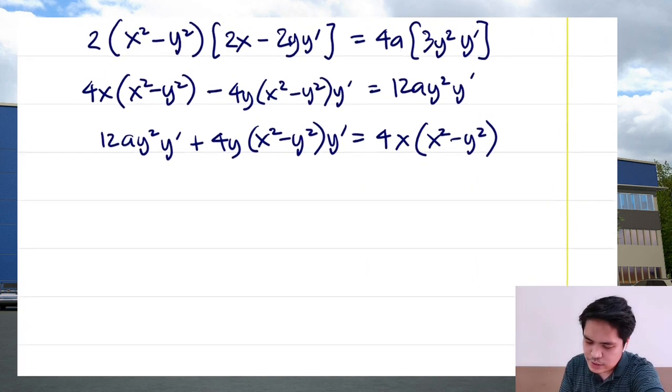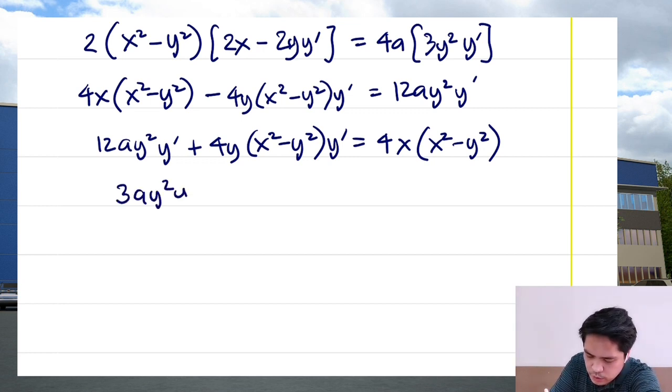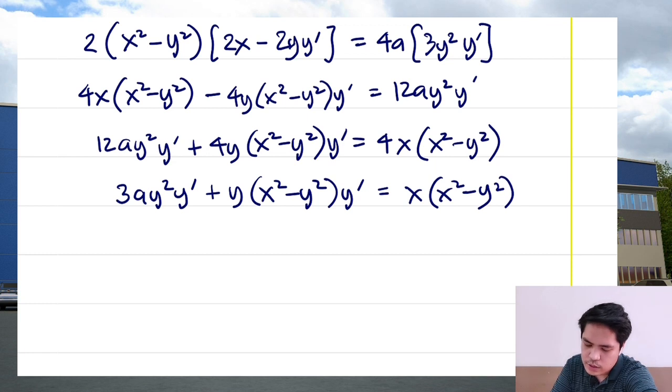Okay? Then, common factor. Common factor dito is 4, di ba? We could factor out 4 and cancel out 4. So, divide all terms by 4. Pwede rin ganun. So, if we divide all terms by 4, we'll have 3ay squared y prime plus y times x squared minus y squared y prime. That's equal to x times x squared minus y squared. Okay?